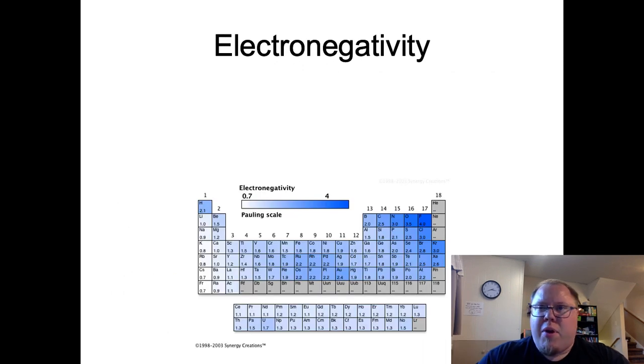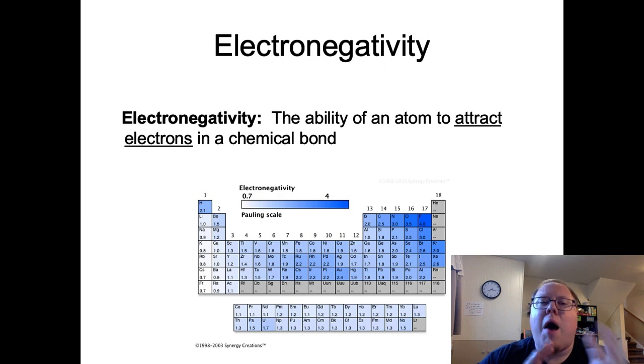Now, the next property I want to talk about is something called electronegativity. Electronegativity is kind of the opposite of ionization energy. Electronegativity is the ability of an atom to attract electrons. Ionization energy was like how easy is it to get rid of electrons. Electronegativity is like how much is it going to attract them and actually take electrons.